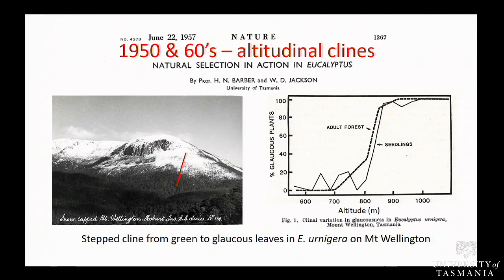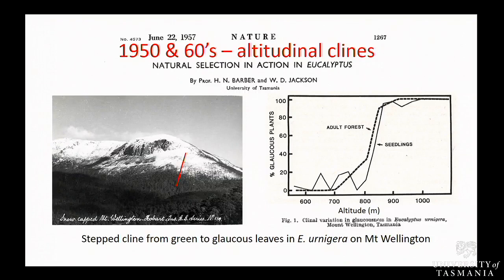In the closed forest, you've got all the seedlings and the adult trees, the leaves are shiny green, and very rapidly over a 200 metre transition in altitude, you get a step cline to foliage which is highly glaucous, covered with a waxy layer of glaucousness, and it's got a genetic basis to this cline, and there's a whole lot of other traits which change over that very short distance.